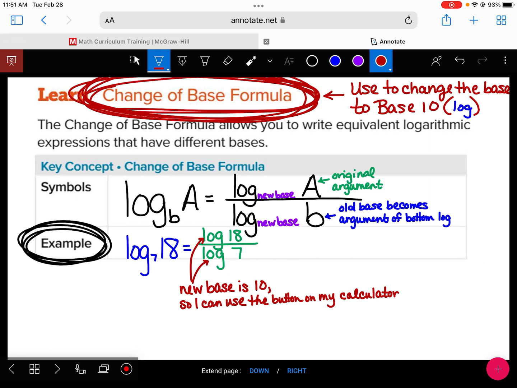The whole purpose of this, Dwayne, is so I can change. I can pick a new base. We're going to pick base 10 so that I can use that button on the calculator. We could pick any base we wanted to, but I like base 10 so I can use the calculator now. Does that make sense?